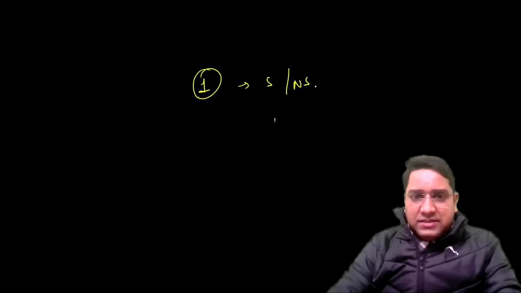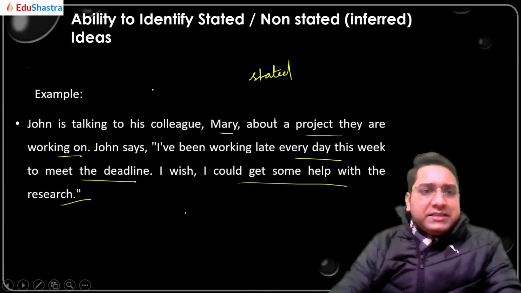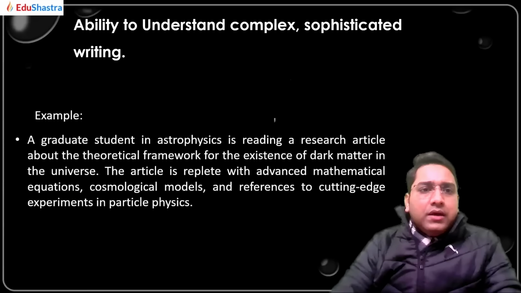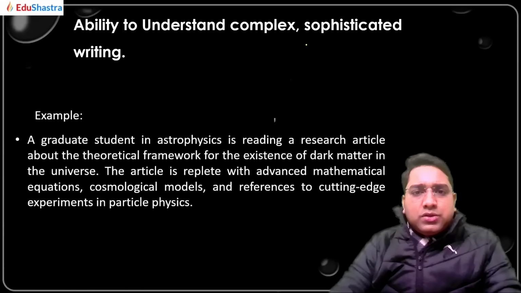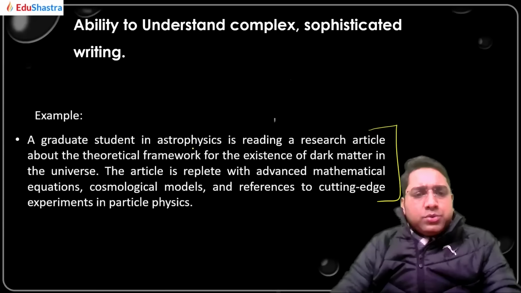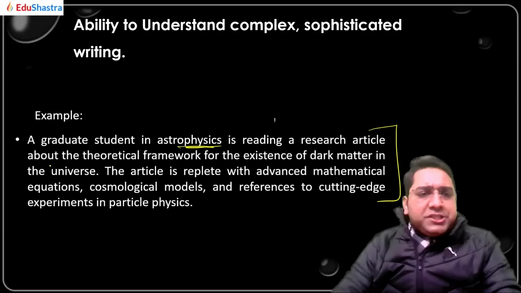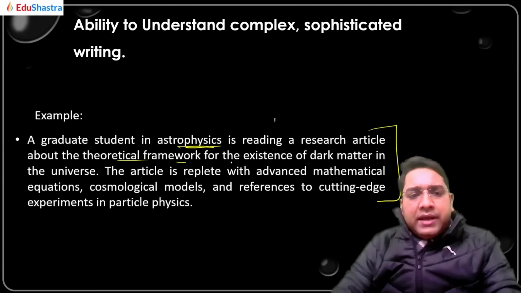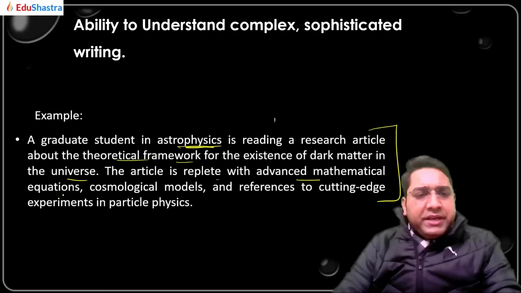Okay, so I hope everybody has understood the first thing, the ability to understand stated and non-stated ideas. Let's discuss the second thing: the ability to understand complex and sophisticated writing. What does it mean? Let me show you one practical situation. Let's say a graduate student in astrophysics is reading a research article about the theoretical framework for the existence of dark matter in the universe. The article is replete with advanced mathematical equations, cosmological models, and references to cutting-edge experiments in particle physics.